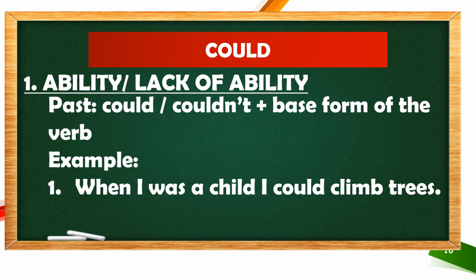Next, we have the modal could. Could expresses ability or lack of ability also, but we use the modal in the past tense form of the verb. The format is could or could not plus the base form of the verb. Example, when I was a child, I could climb trees. Meaning to say, when the writer was still a child, he could and had the ability to climb trees.